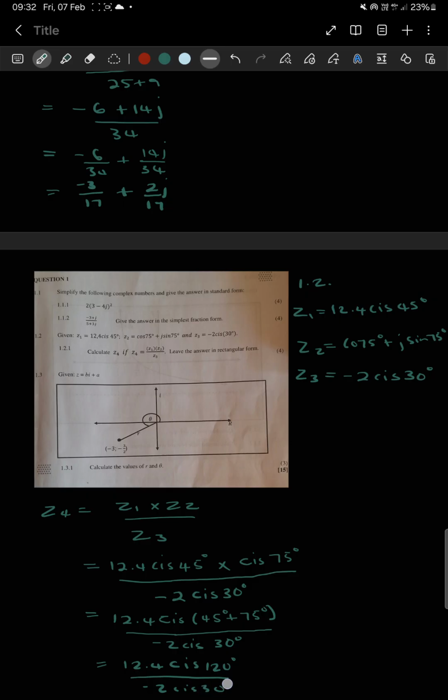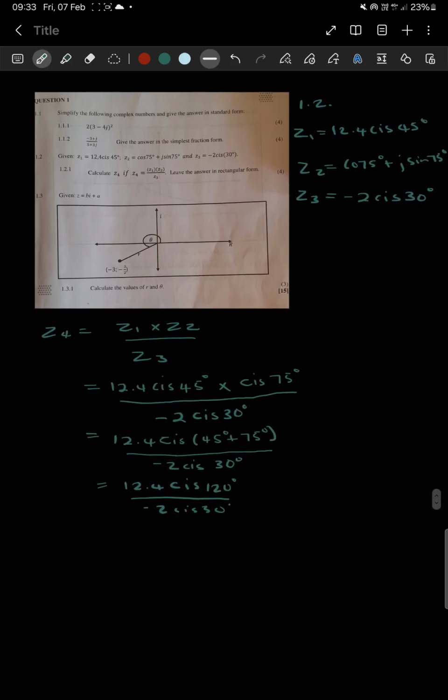Now we are no longer looking at multiplication. We are now looking at division. So what do you do with division? You divide your moduli, and you subtract your arguments. So 12,4 divided by negative 2 gives you negative 6,2. Cis 120 minus 30 gives you cis 90 degrees.